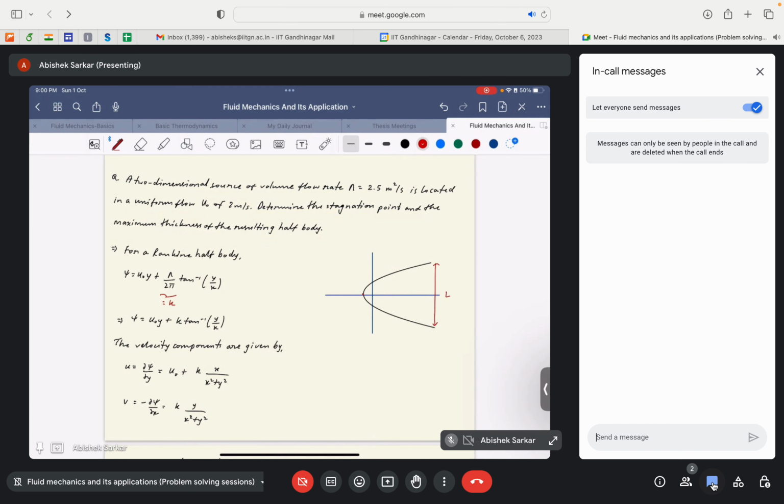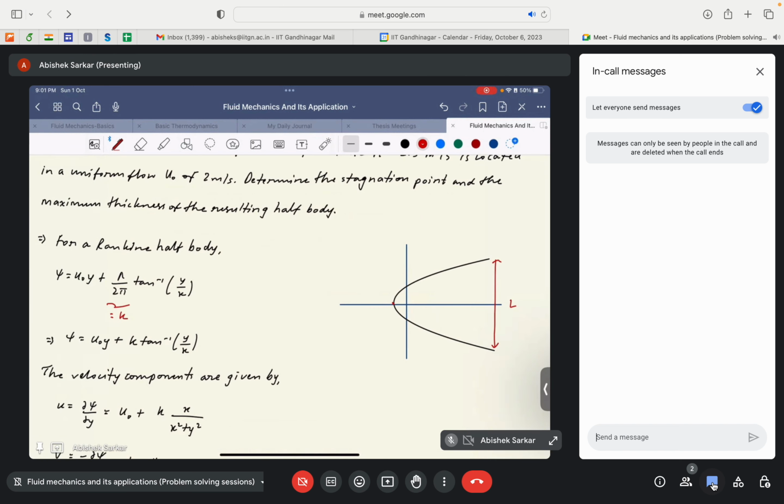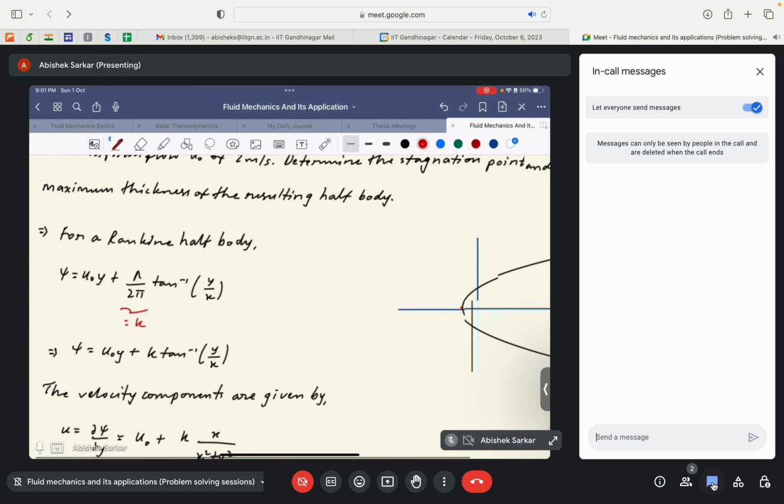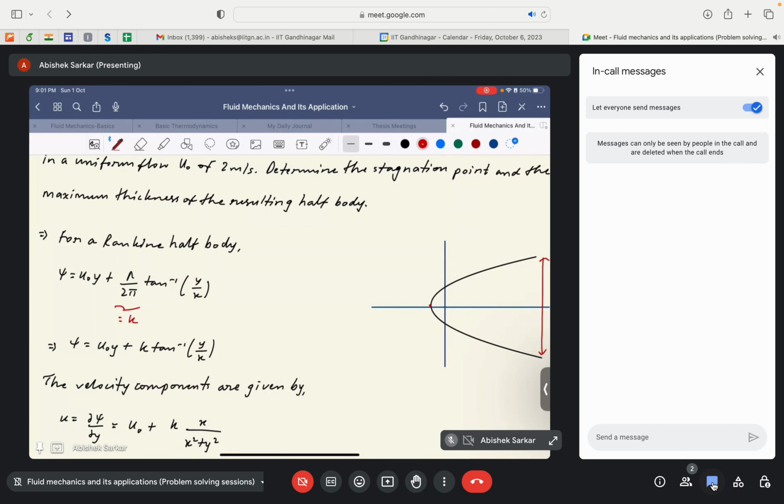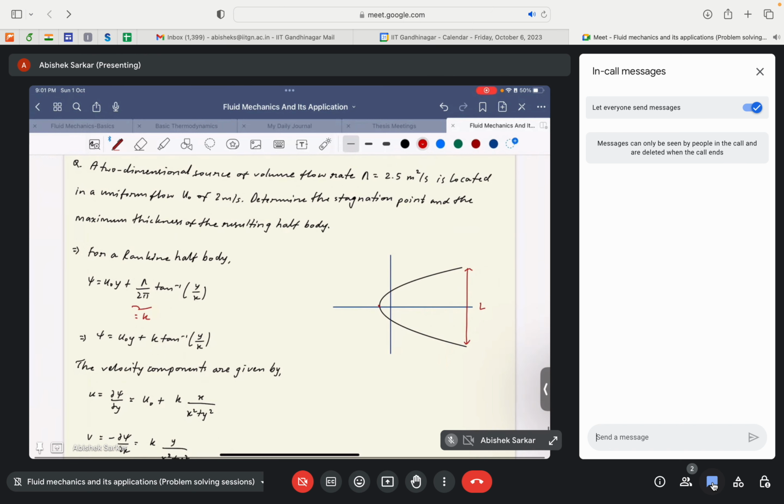So first we start with finding the stagnation point. For streamlines above this half Rankine body, the equation of streamline is given by psi equal to u_0 y plus lambda by 2 pi tan inverse y by x. If we consider this factor lambda by 2 pi as some constant k, then we get psi equal to u_0 y plus k tan inverse y by x.